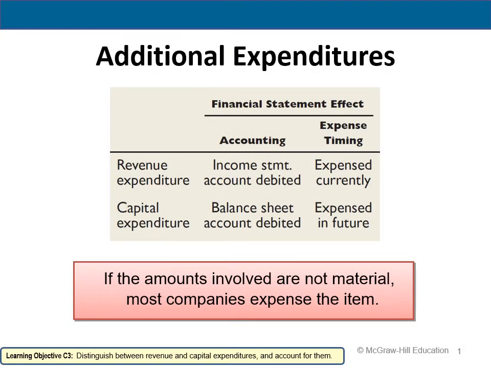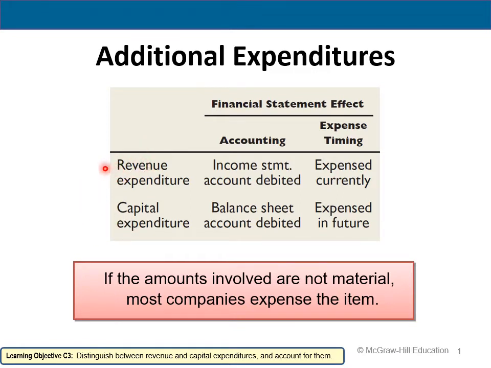Okay, so we're going to spend the next few slides discussing additional expenditures during an asset's life. For example, if you've got a vehicle, it's going to need maintenance and repairs, and we're going to talk about how to account for those. The general idea is we have two broad categories.